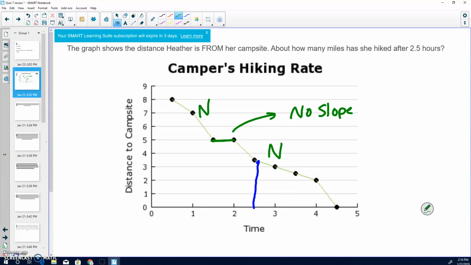So what does that mean? The time still went on, but her distance stayed the same. She stopped and rested. No slope means she stopped and rested.